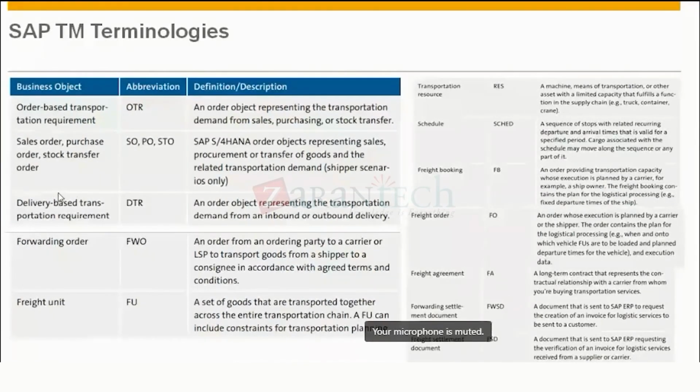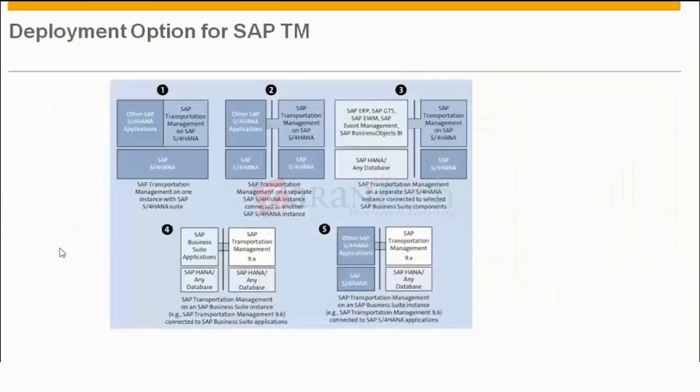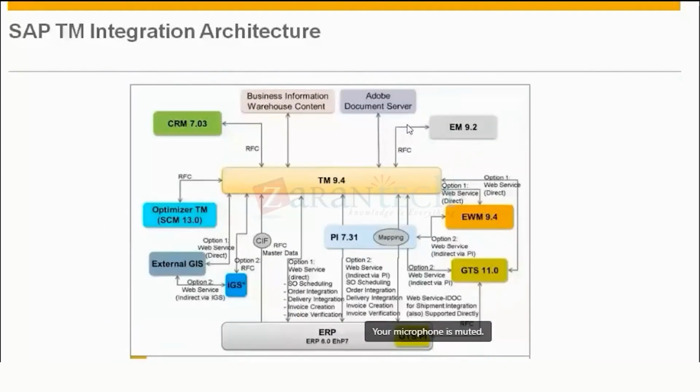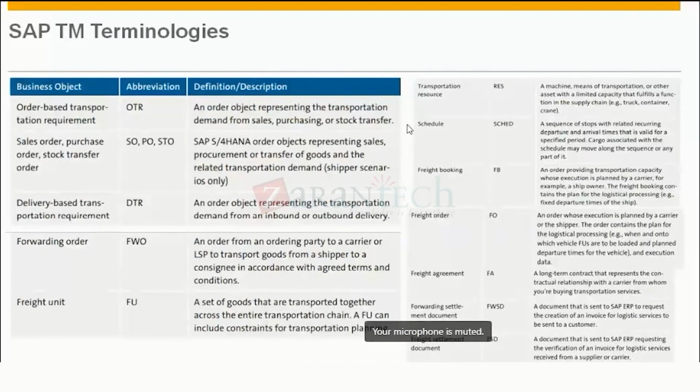Then we have an object called forwarding order. The forwarding order is the starting point for any type of LSP scenario. I told you that for a shipper it ends here. But if you're working for an LSP, you need to start with the process called forwarding order, and that forwarding order will create a freight unit automatically. So instead of using these documents, you use the forwarding order, which is the object for the LSP scenario. Here the shipper and the customer need to agree on definite terms and conditions, and based on that, the forwarding order will create a freight unit automatically.